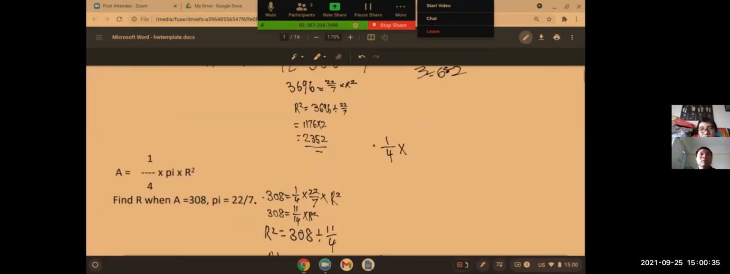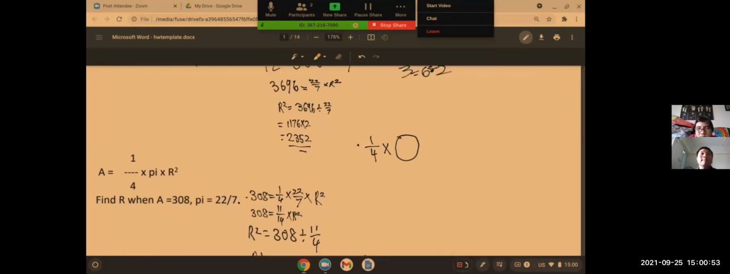Why did you move? I thought there was enough space already. Because I accidentally moved the screen. Yeah, please don't. When you are writing, you can adjust the camera. But when you're not writing, your camera should be on your face. Okay?